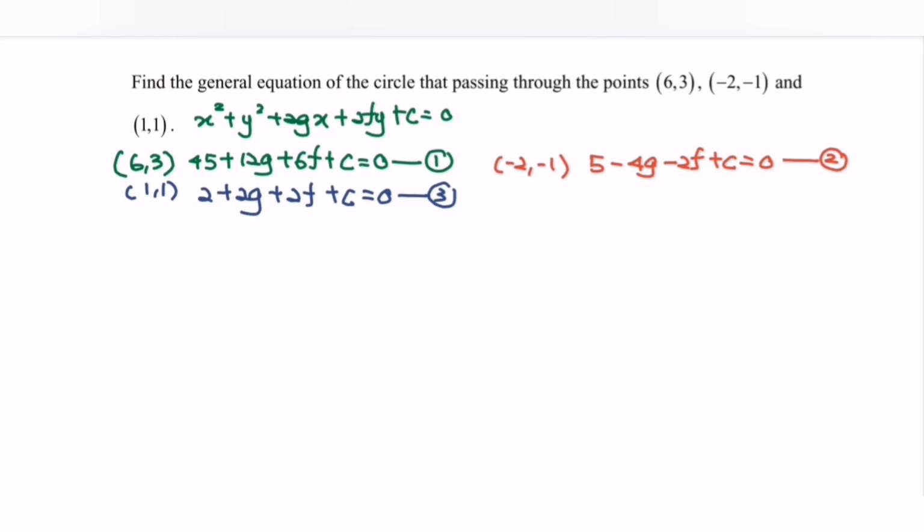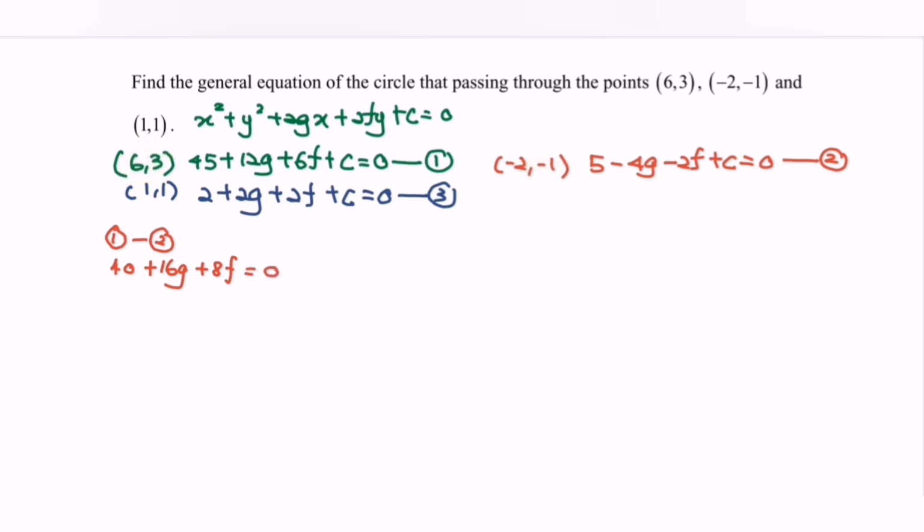So next what we have to do is to make use of the three equations and then try to find the values of f, g and c. My suggestion would be the first equation minus the second equation. Where we will have 45 minus 5, so we will have 40. 12g minus negative 4g, so we will have plus 16g. Next we have 6f minus negative 2f, so we will have plus 8f. Finally, c minus c, we will have 0.